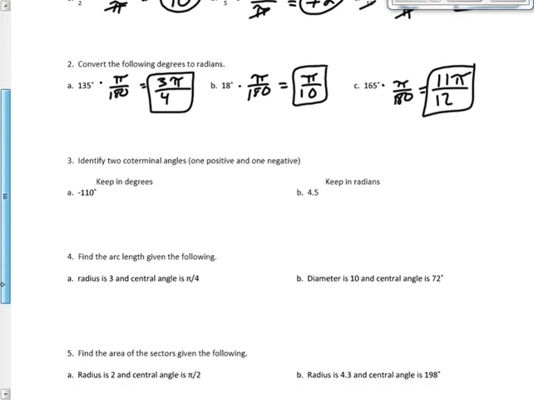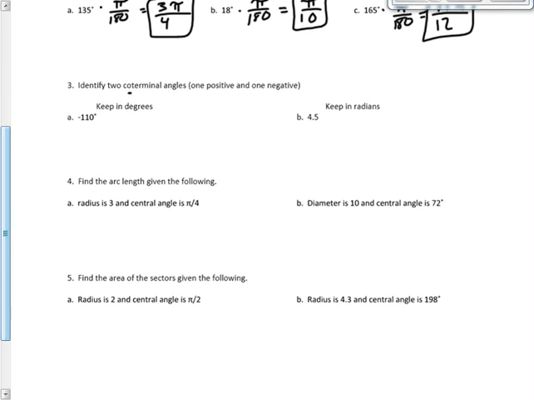Number 3 has 2 answers to it. Identify 2 coterminal angles, one positive and one negative. So the first one that I'm going to find, I'm in degrees, so I want to stay in degrees, so I'm going to add 360 degrees to it. So if I take negative 110 and add 360 to it, I'm going to get 250 degrees. The second one is going to subtract 360 degrees. I'm just going to go around the circle in the other direction.